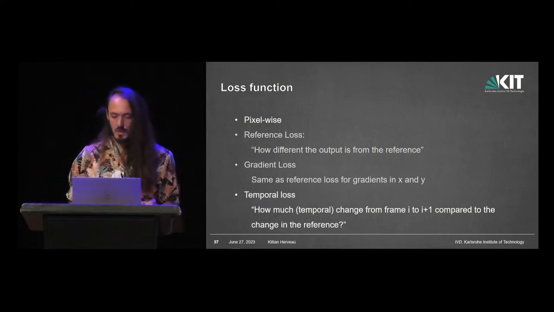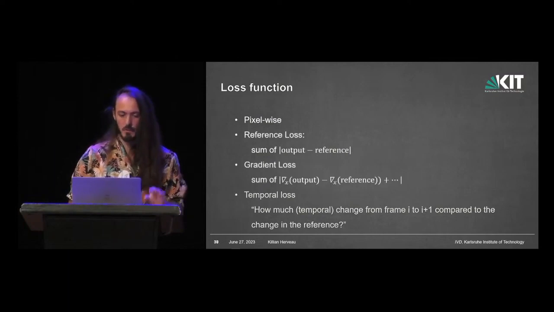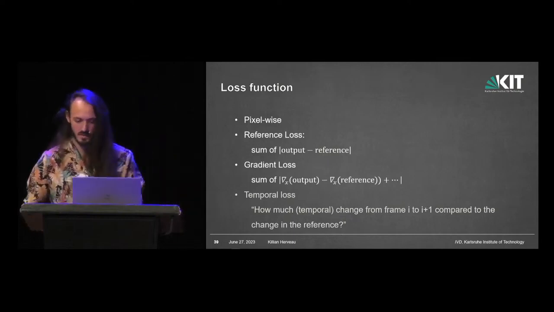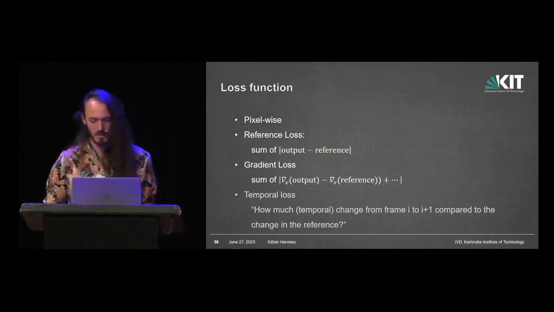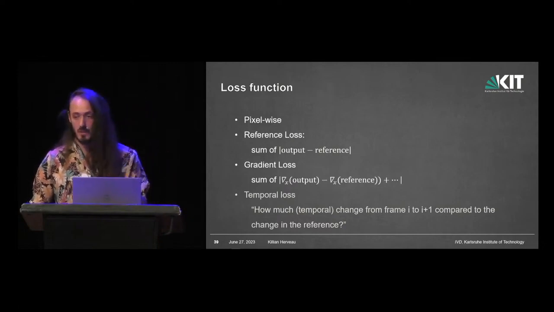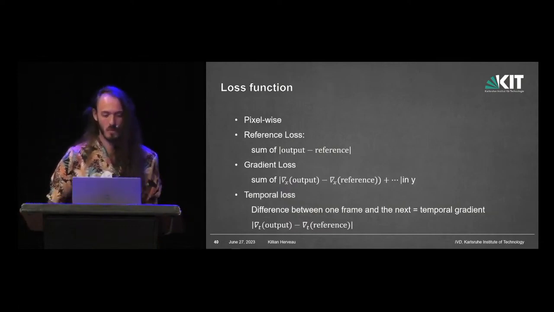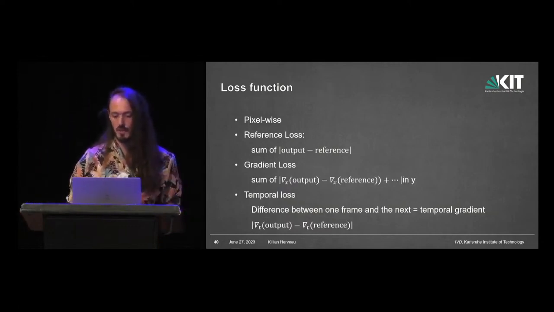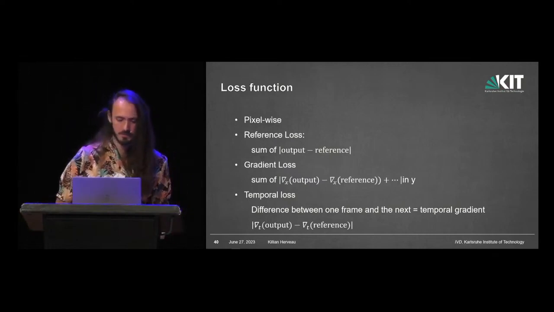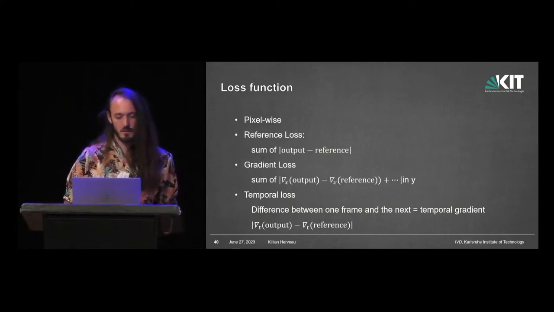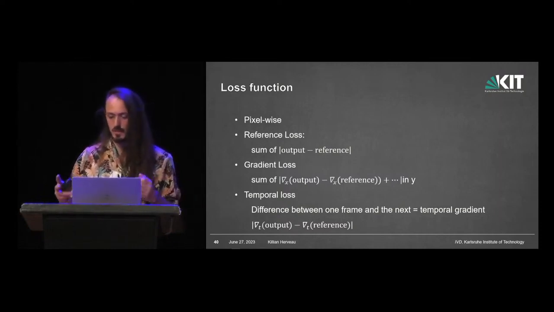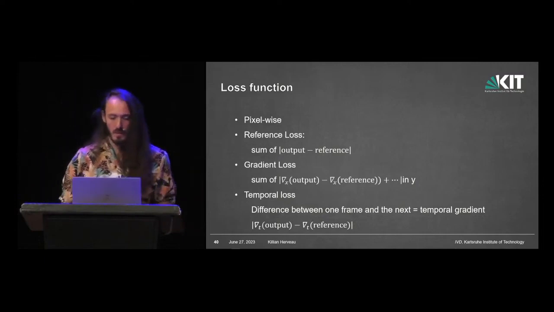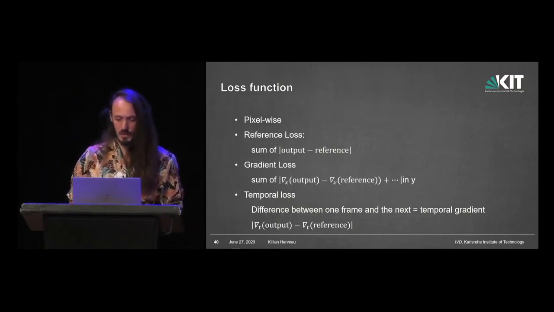How are these losses exactly computed? It's very simple. It's output minus reference, gradient on x of output minus gradient on x of reference, etc. And you add the gradient in y. And the temporal loss is the interesting one again. So we define the difference between one frame and the next. We define it as a temporal gradient. And you simply do the gradient of the output minus the gradient of the reference. This is by far the most important loss.